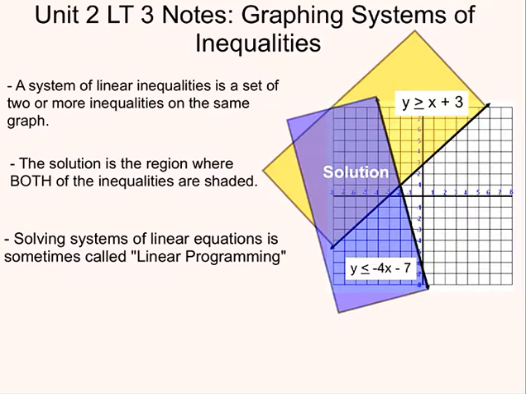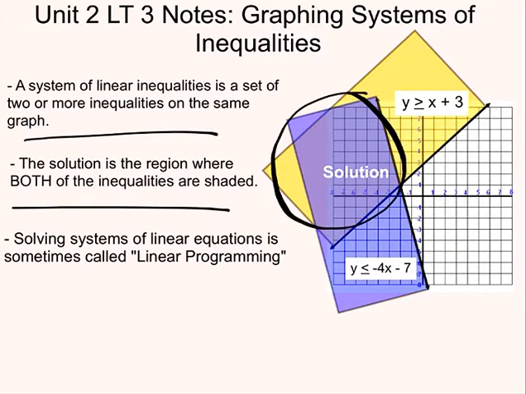For the purposes of this, you can write this in the first box and this in the second box, okay? So a system of linear inequalities is a set of two or more inequalities on the same graph. The solution is the region where both of the inequalities are shaded. So our solution, as you can see on this one, is represented where the two overlap. That's what we're going to be looking for today: regions that overlap. Let's take a look at that first one.